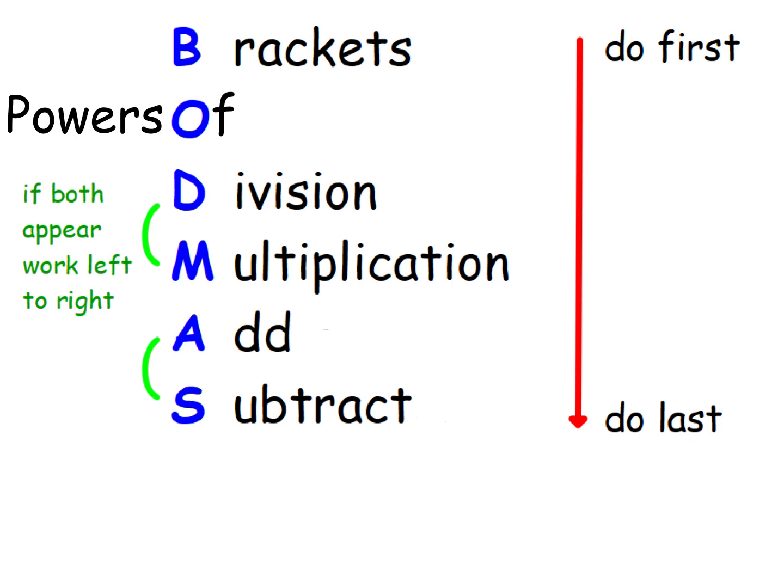So the word BODMAS, as you can see in bright blue here, is an acronym for the following words. B stands for brackets. If you see any kind of brackets, you do the sum inside the brackets first of all. The O stands for powers of, but that can also be I for indices. Indices is a very fancy word that you don't meet until further into National 5 maths, and it stands for powers. So it's the exact same thing. Powers of or indices, both tell you to do anything with powers next.